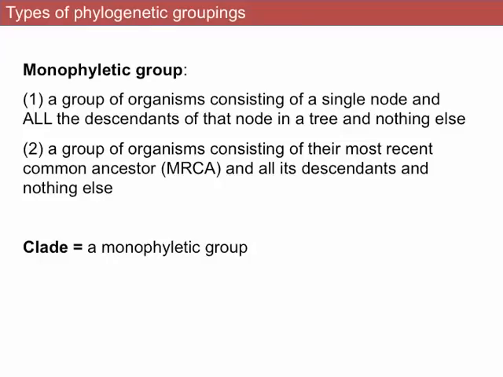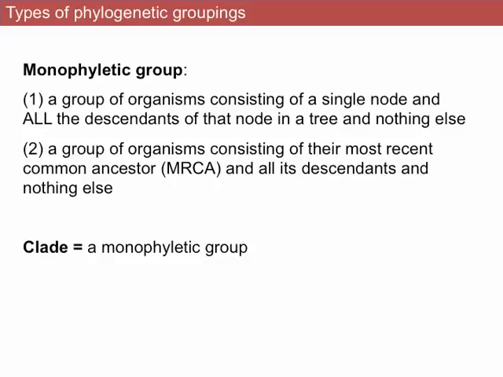That's, in essence, the way I've been talking about this, working from the past to the present. We can also think of it again from going from the present to the past. Take a group of taxa, find their most recent common ancestor, and make a grouping of those taxa, the most recent common ancestor, and all of the descendants of that common ancestor. And you have a monophyletic group. These are also called clades.